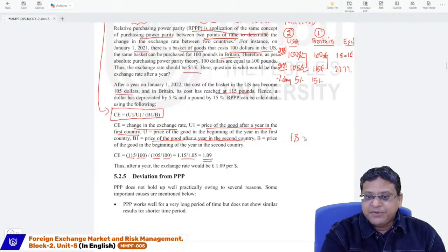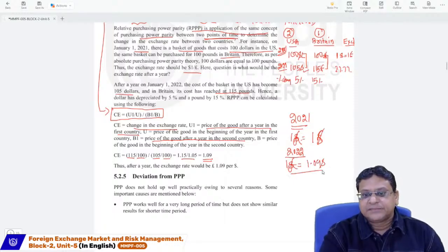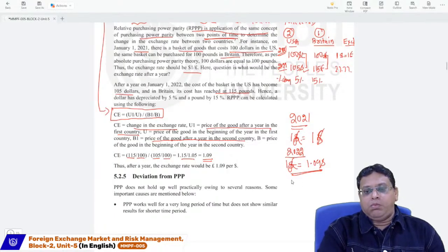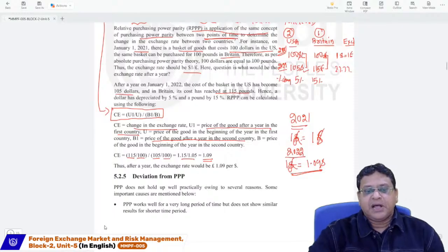$1 was previously how much? In 2021, $1 was 1 pound. But now, in 2022, 1 pound was equal to $1. Now 1 pound becomes $1.09. Okay, this is the case.